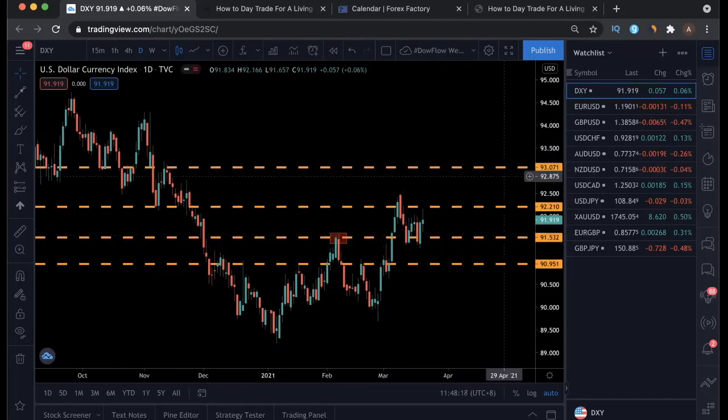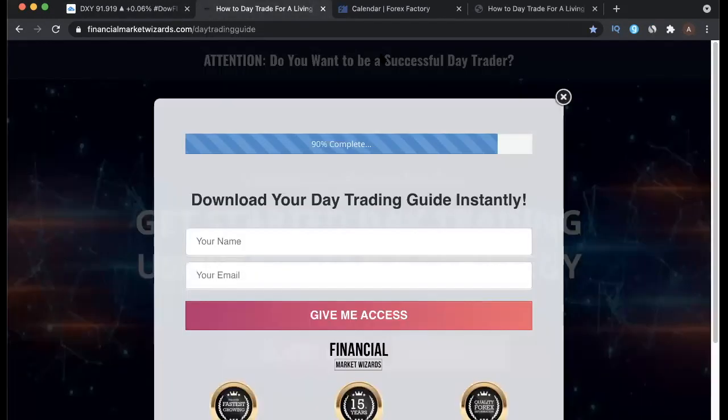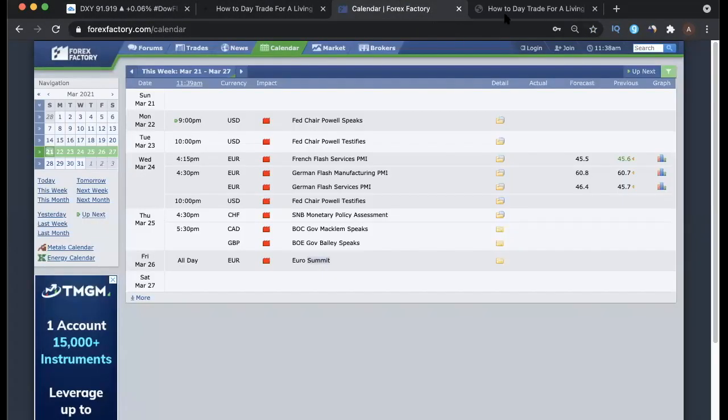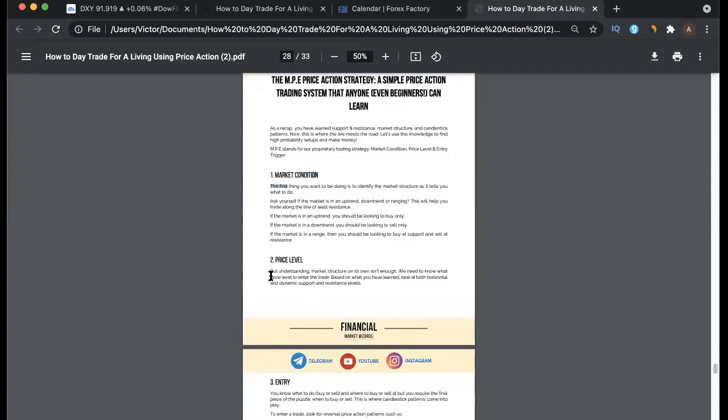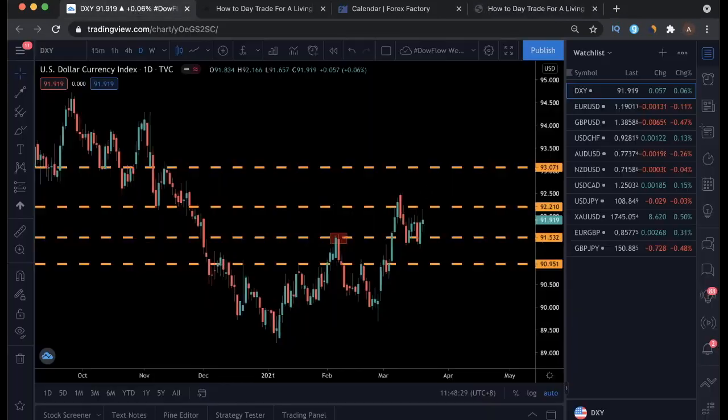Okay, the trend is still upwards, because if you are following the MPE trading strategy right here, let me just show it and do a quick refresher. Market condition, price level, and entry. So market condition is bullish because you have a high, you have a low, higher high, higher low. So it's bullish. So you want to look at buying.